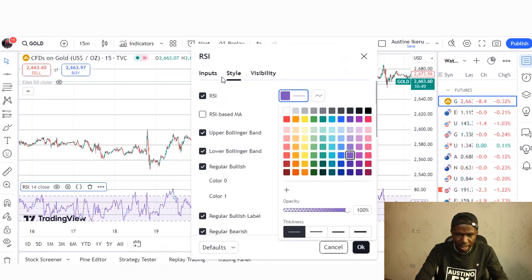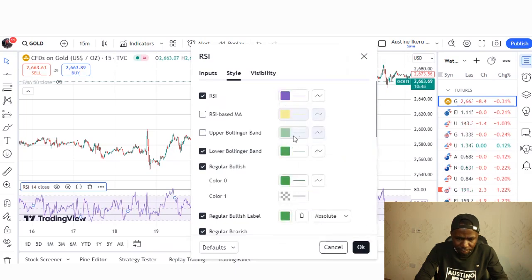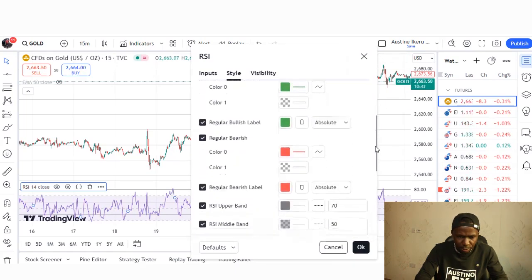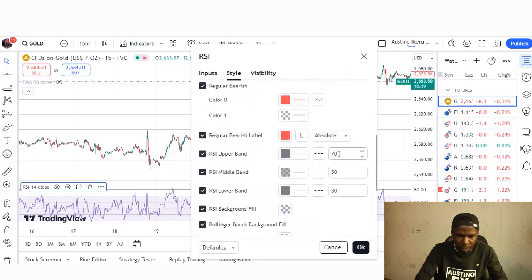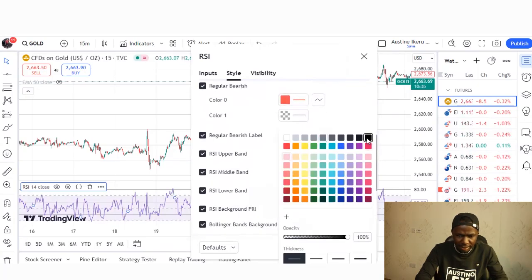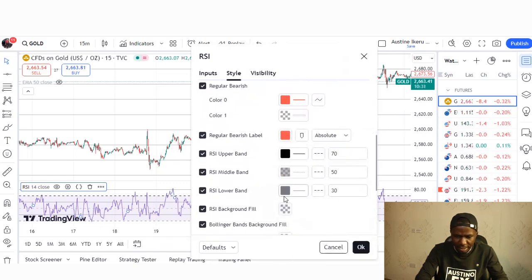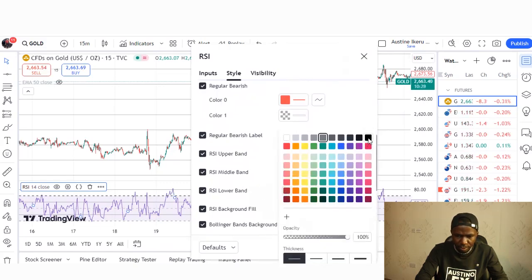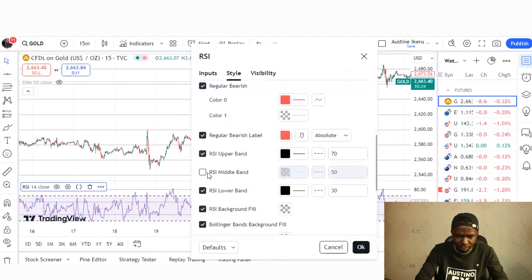Then you can now go to the upper band and the lower band. So you do the settings there. The upper band, which is 70, you can make the color black. Then the lower band is 30, you make the color black. Then the middle band is 50.